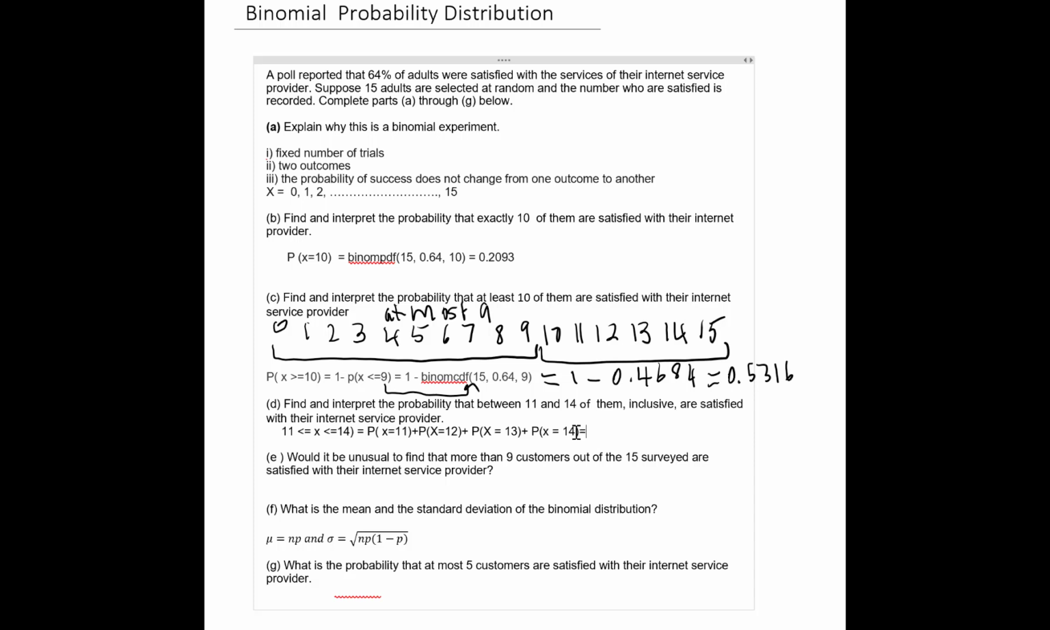Then you find the probability of X equal 11, probability of X equal 12, probability of X equal 13, probability of X equals 14, and then add them up. Or if you use a static range, we already have the answer.